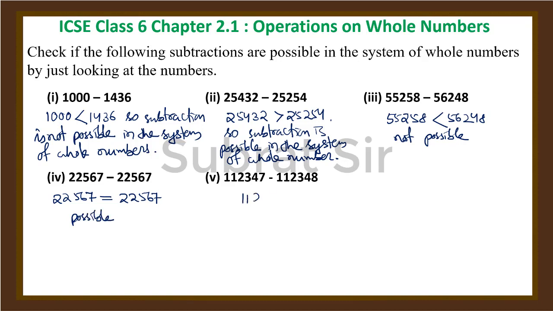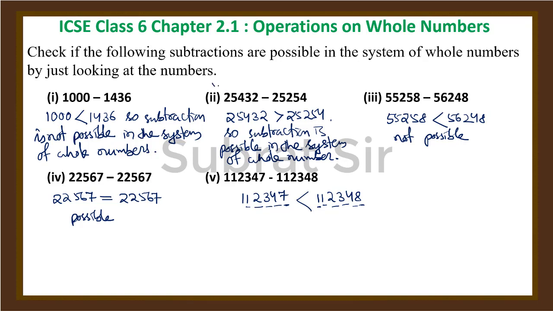Then 112347 and here 112348. So how to check which one is greater? From the leftmost digit we will check. Here the leftmost digit is 1, here also 1, both are same. Then next digit 1, again 1, same. Then 2 and 2, same. Then 3 and 3, same. 4 and 4, both same, but here it is 7 and here it is 8. So the first number is less than the second number. Okay, like this you can check.